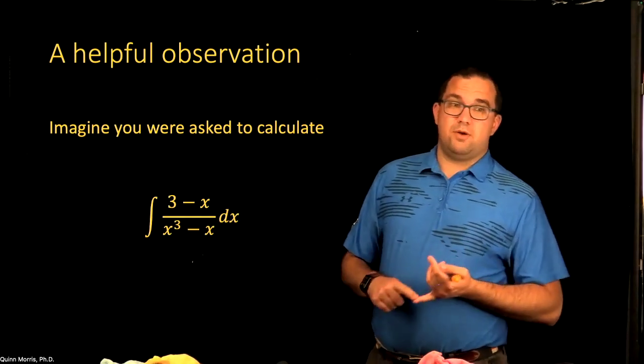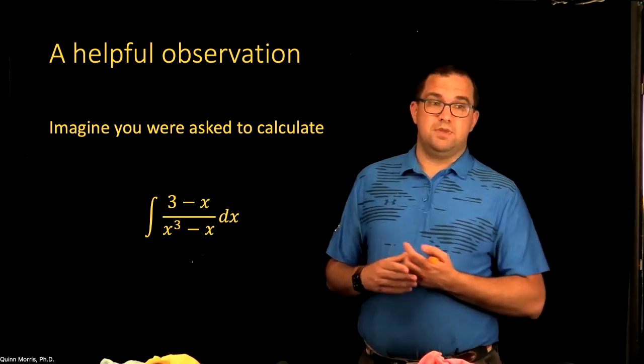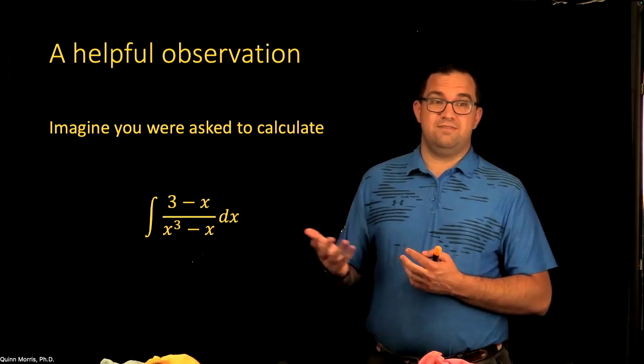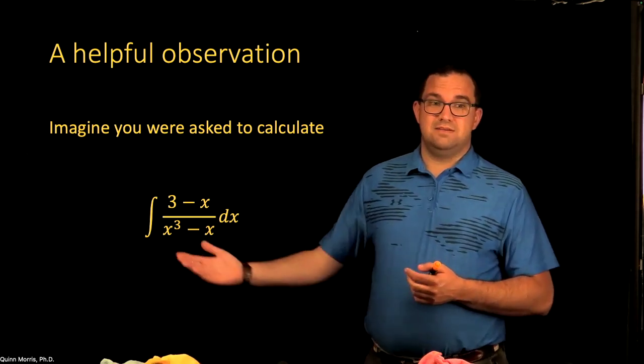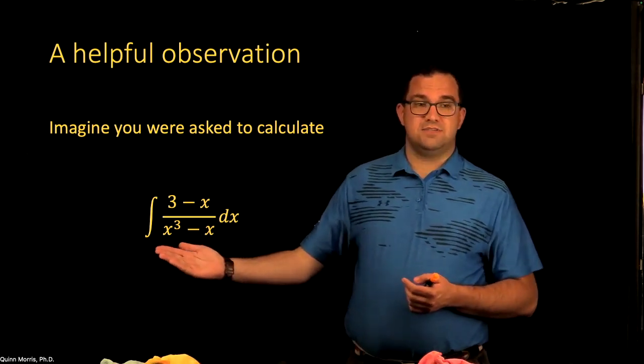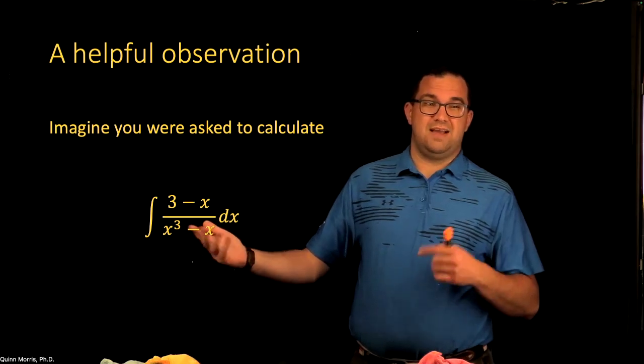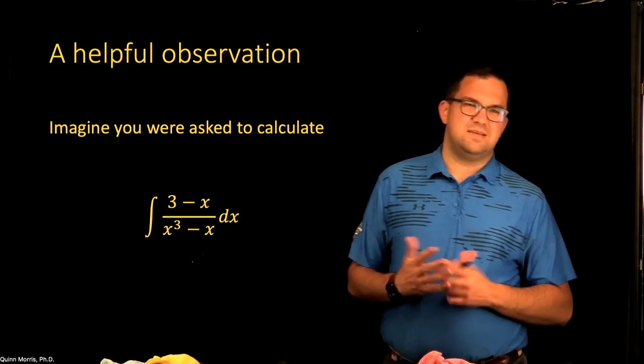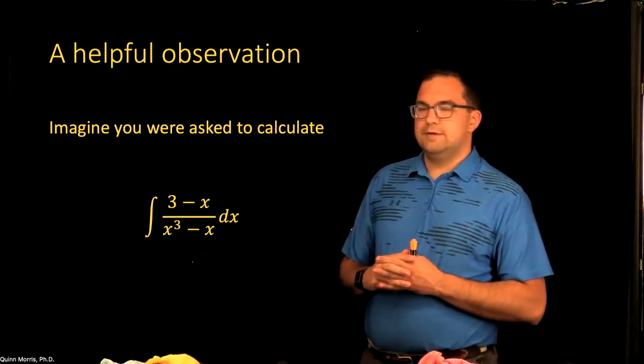And then we can start running through our methods. What about u substitution? Do I see a function and its derivative sitting here? Well, not really, right? On the bottom, I have something cubed, so its derivative would be something squared. Up here, I have a linear term. It doesn't seem like that's probably going to work.